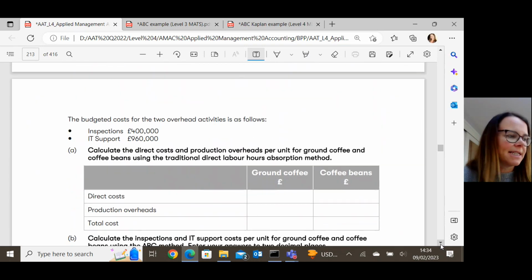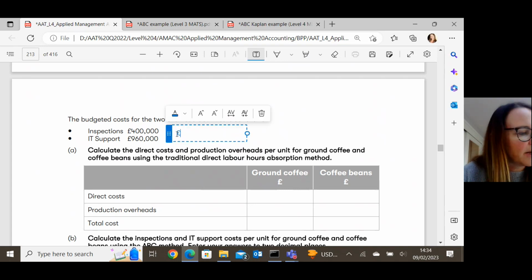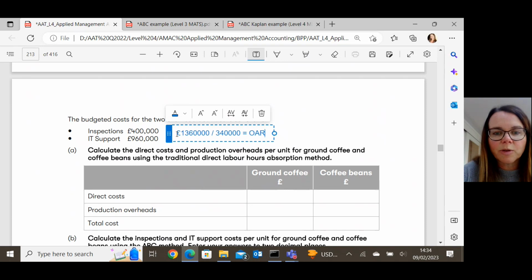Budgeted costs for the 2 overhead activities. So total there is going to be 11360. We just worked out that we have a total of 340,000 hours, so we could just work out the overhead absorption rate there, done on a direct labour hour basis. So that's going to come to £4 per labour hour.